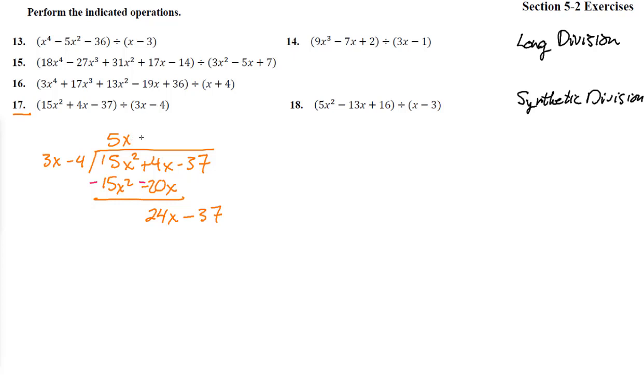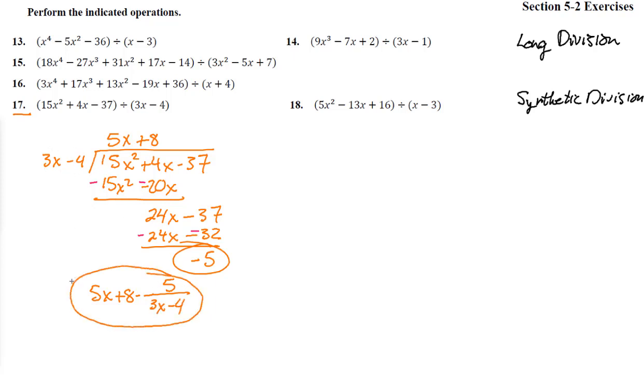3x goes into 24x 8 times. So we get 8 times 3x is 24x. 8 times negative 4 is a negative 32. Subtract, and we get gone. Negative 37 minus a minus 32, that's negative 37 plus 32 is a minus 5. This is the remainder. So the answer is actually 5x plus 8 plus negative 5 over 3x minus 4, what we started dividing with. It's kind of a mixed number in polynomials.